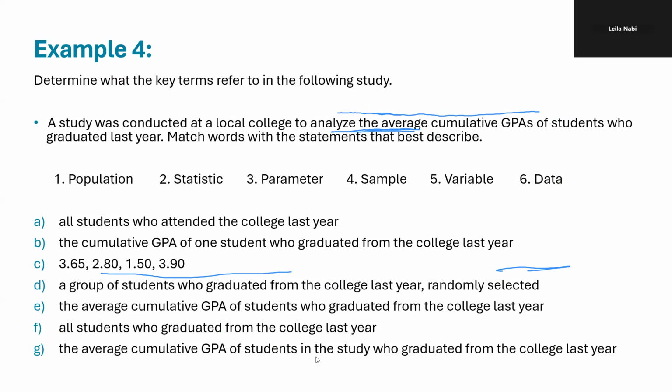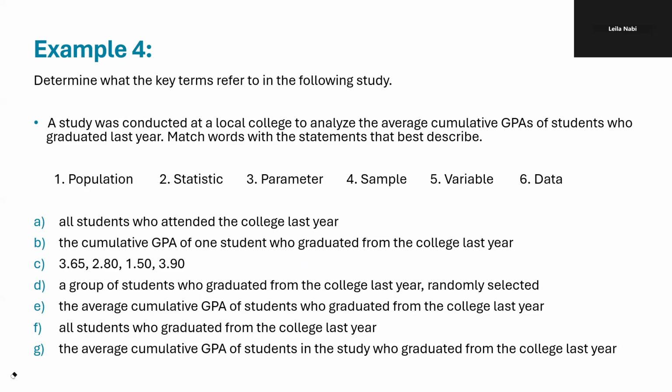Okay, so let me just erase the board. Next example. In this example, it says to determine what the key terms refer to in the following study. A study was conducted at a local college to analyze the average cumulative GPAs of the students who graduated last year. Let's match these words with those statements and see what the population and the sample are.